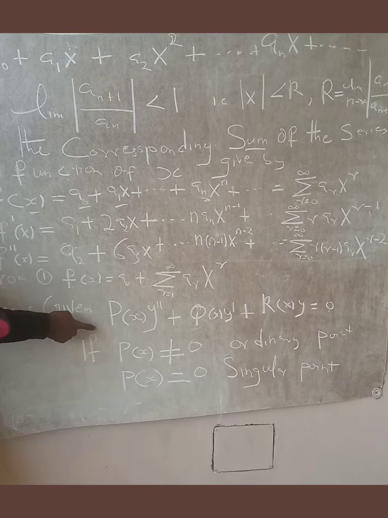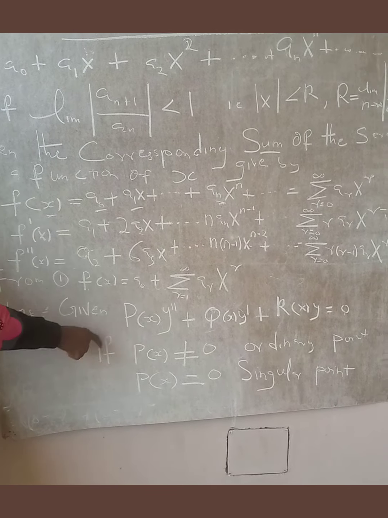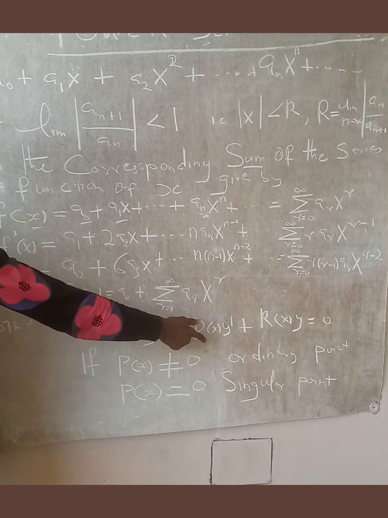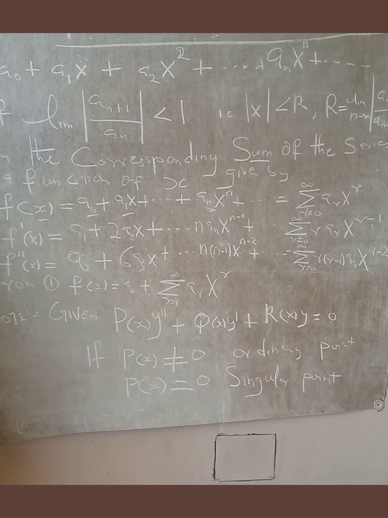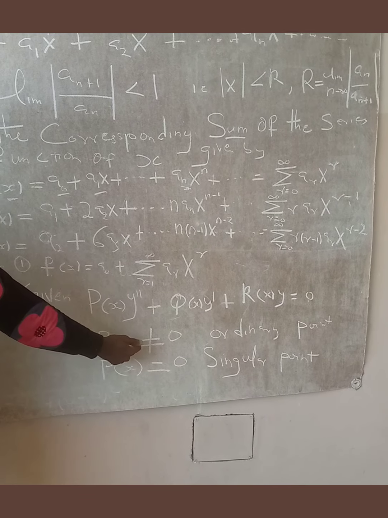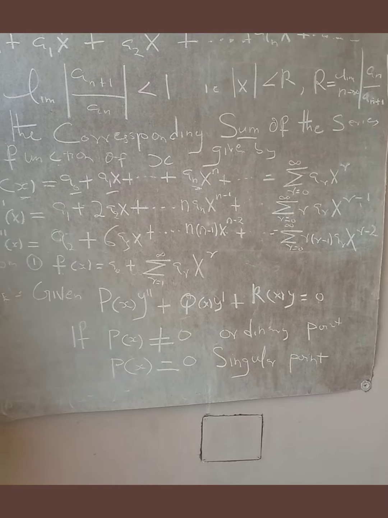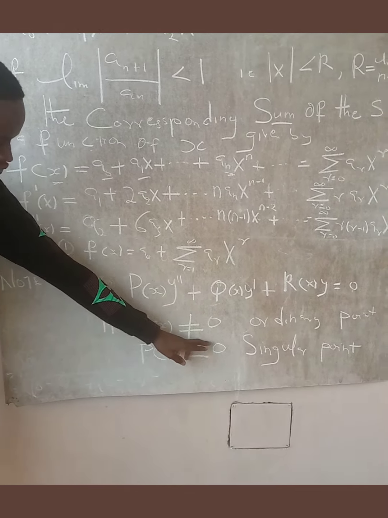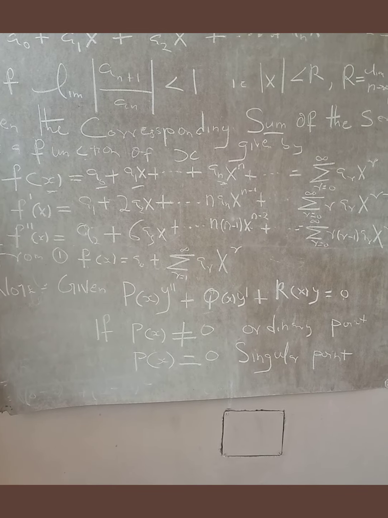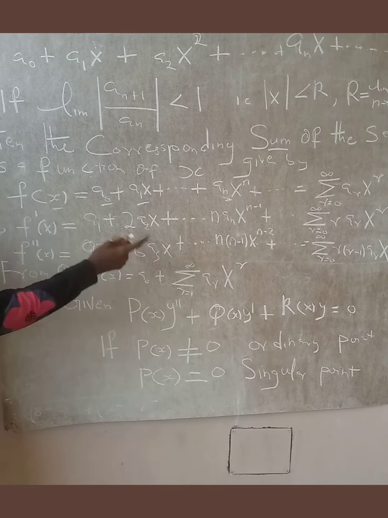Now given the homogeneous equation for a linear ordinary differential equation, we have this. So to get the ordinary point, p of x must not be equal to 0, and for singular points, when p of x equals 0, we have a singular point. Mind you, we have the regular singular point and the irregular singular point.